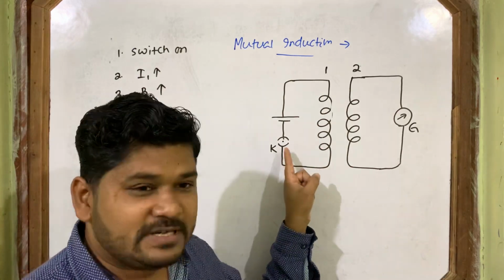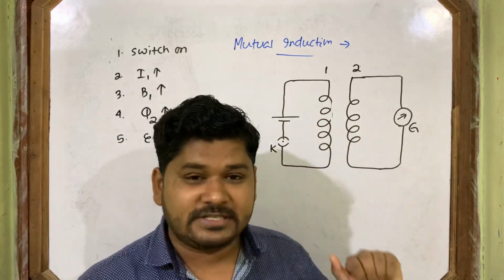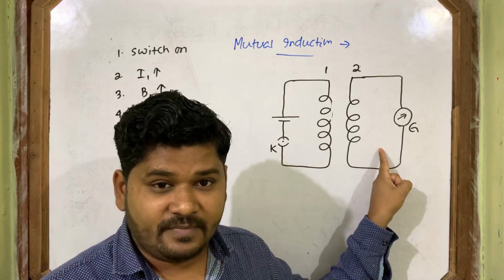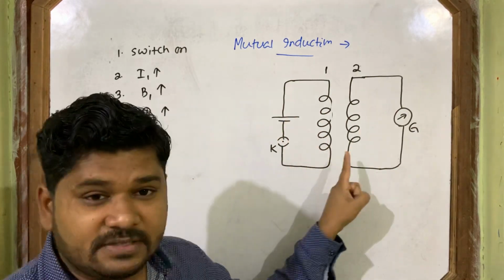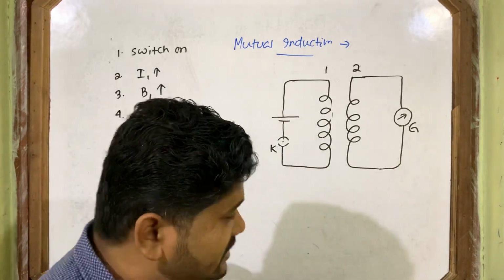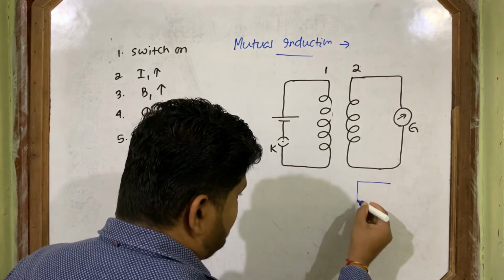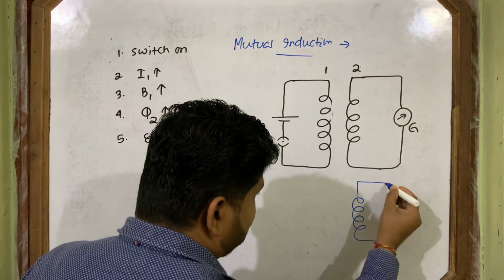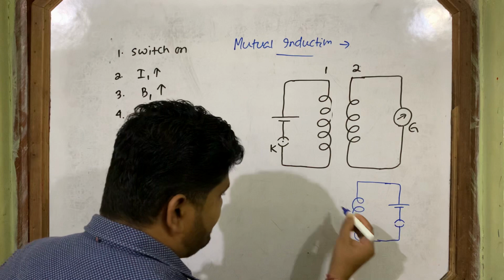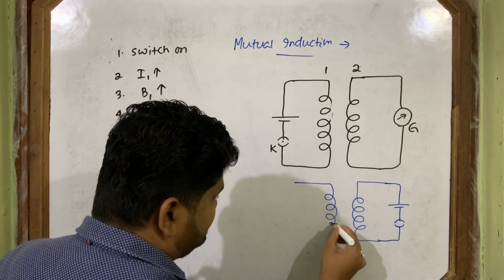In the first coil you change the current and it is induced in the second coil. But if in the second coil you change the current by connecting one cell, then current will also be induced in the first coil. I am showing this to you by drawing a figure. Suppose this is the second coil. Here you connect one key and cell, and this is the first coil.